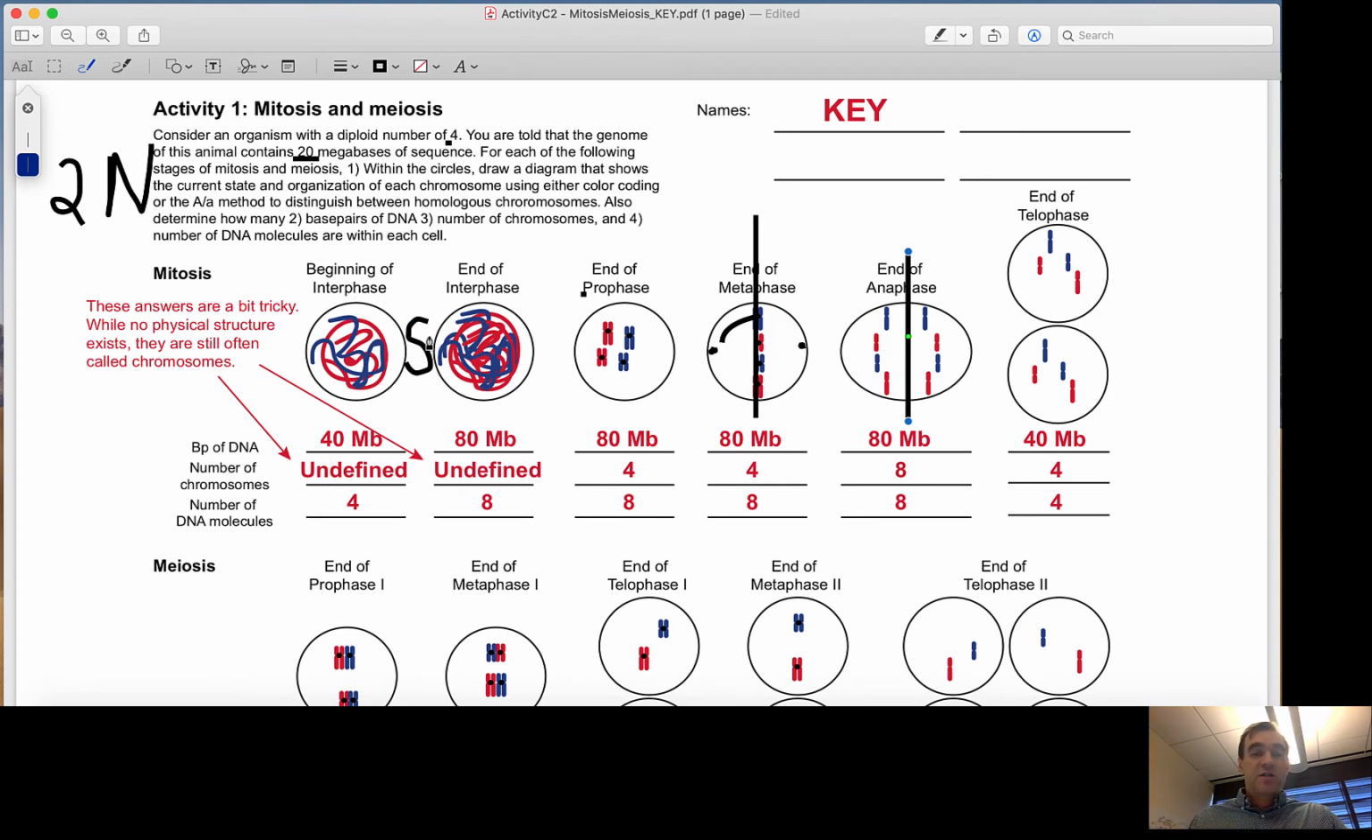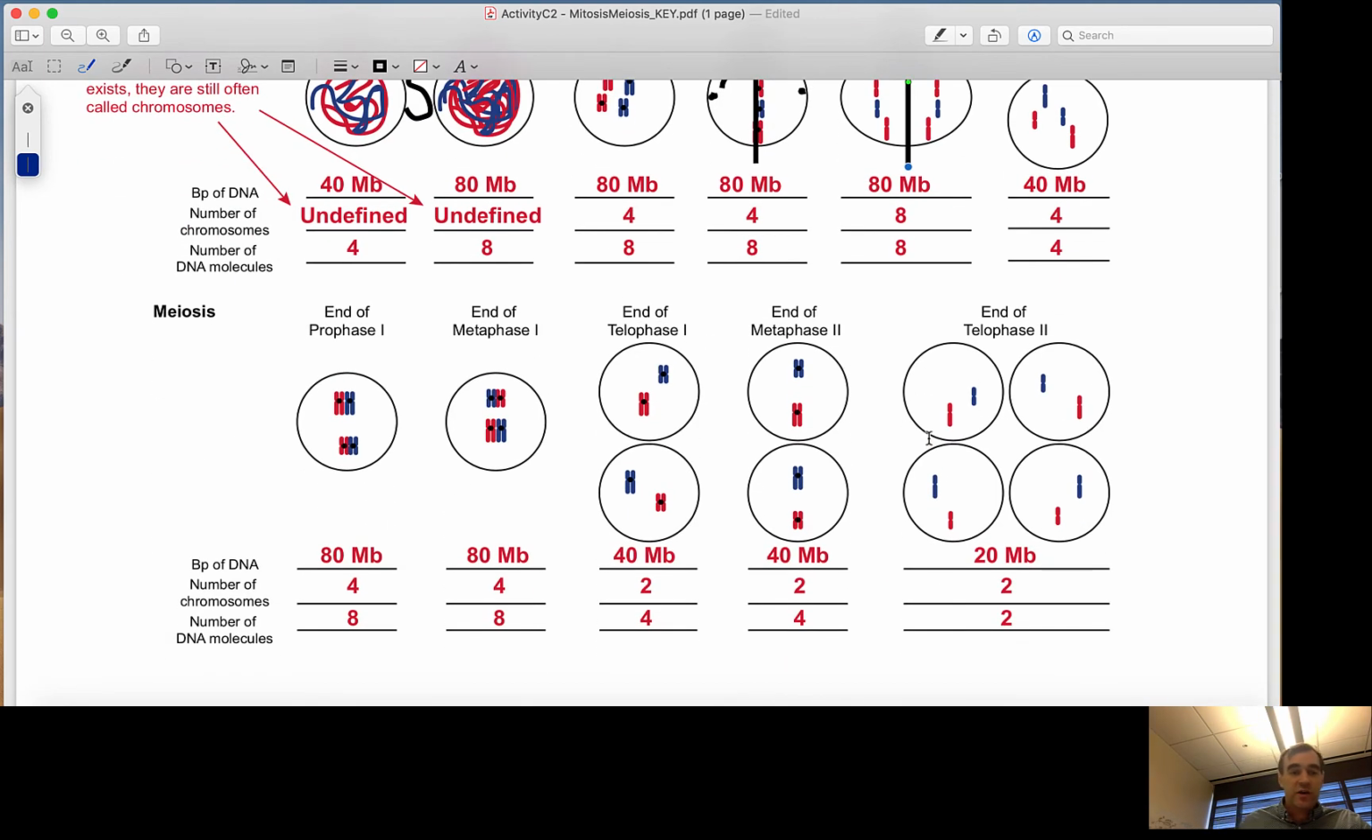DNA synthesis occurs, and so now we have to double it again because every DNA strand is duplicated. And so we go from 40 megabases to 80 megabases of DNA. And then again, nothing changes until we reach telophase, and we've halved the DNA content. Meiosis, what happens there? So here we are depicting the end of prophase 1. So these numbers are all the same, 80 megabases of DNA, 4 chromosomes, 8 DNA molecules, because meiosis and mitosis essentially start from the same point.